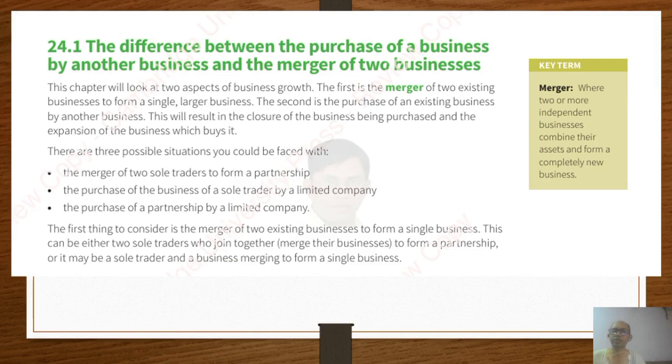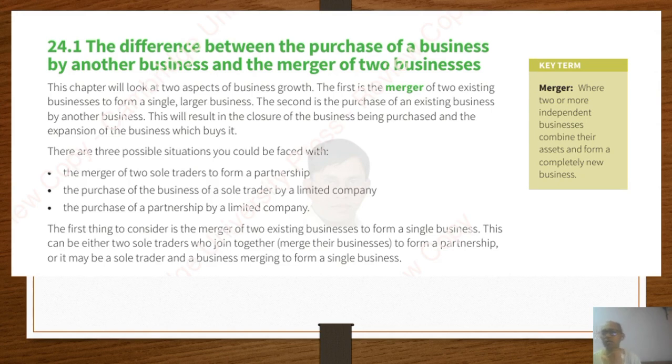The difference between the purchase of a business by another business and the merger of two businesses. Merger, where two or more independent businesses combine their assets and form a completely new business. This chapter will look at two aspects of business growth. The first is the merger of two existing businesses to form a single larger business. The second is the purchase of an existing business by another business. This will result in the closure of the business being purchased and the expansion of the business which buys it.